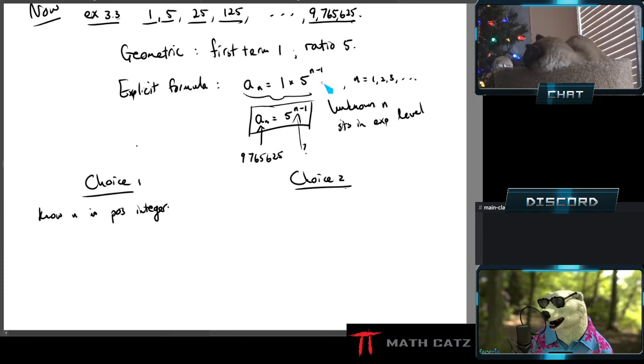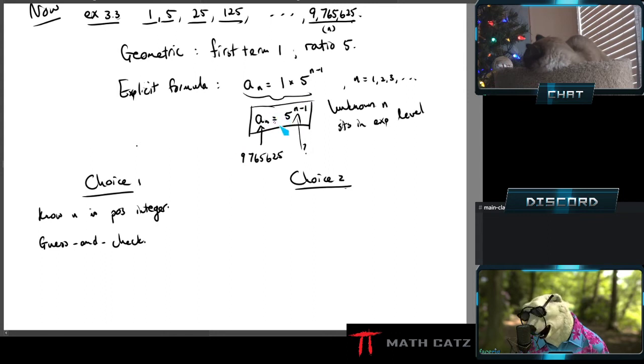Because n corresponds to the position in the sequence, it's not going to just be any number. It can't be a fraction. It can't be anything weird. It's a nice whole number, which means I don't have that many options for what n could possibly be. I'm just going to guess and check my way through this.